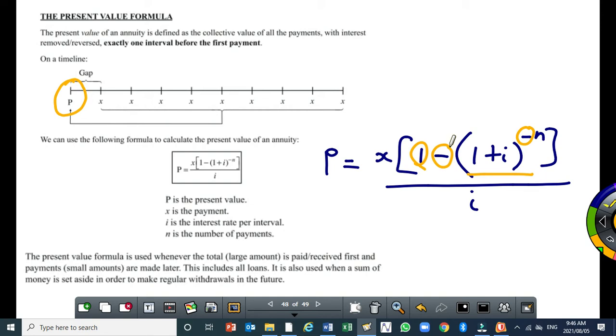Now, the last thing is that the formula for present value is only used when money is borrowed, and repayments are going to be made at regular intervals. And those repayments must be equal. If there's a change in the value of the repayment, then it stops being an annuity. The interest rate must also be constant throughout. All right, let me do an example.